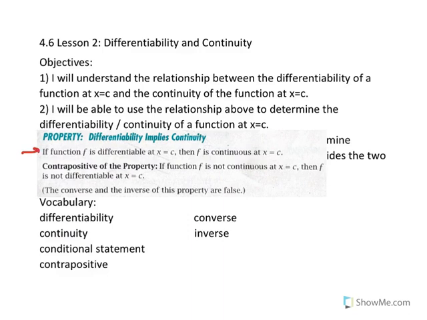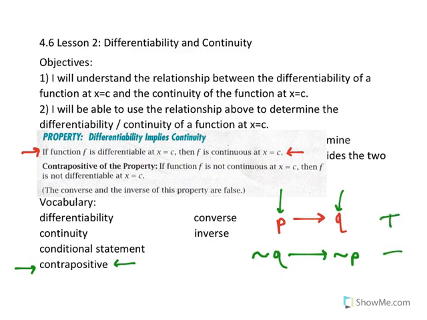So this is a conditional statement. We have P implies Q, where P is called the hypothesis and Q is called the conclusion. And if you write not Q implies not P, that is called the contrapositive of the conditional statement, and they are what we call logically equivalent. If one is true, the other one is also true.